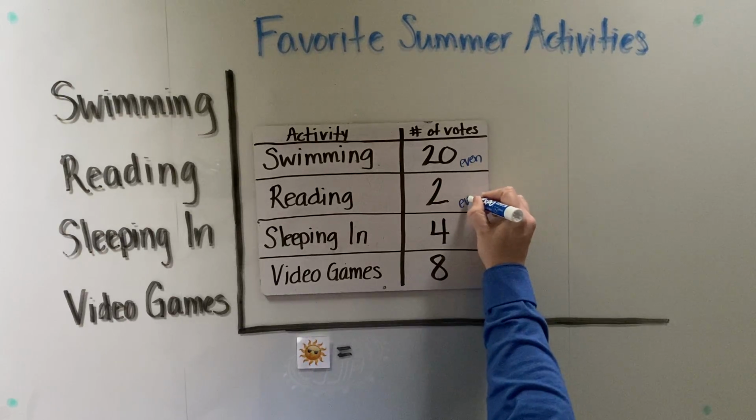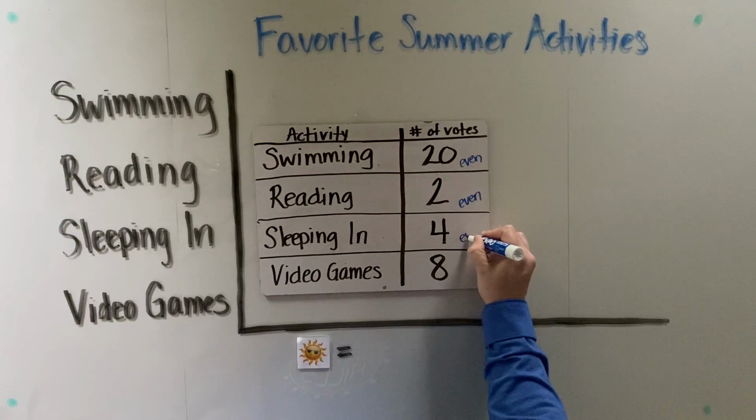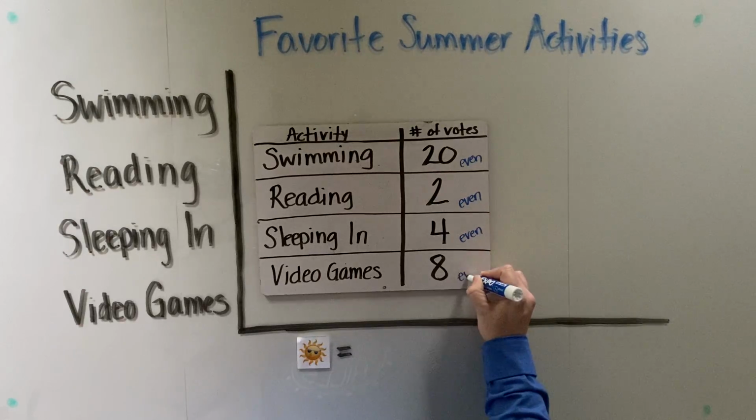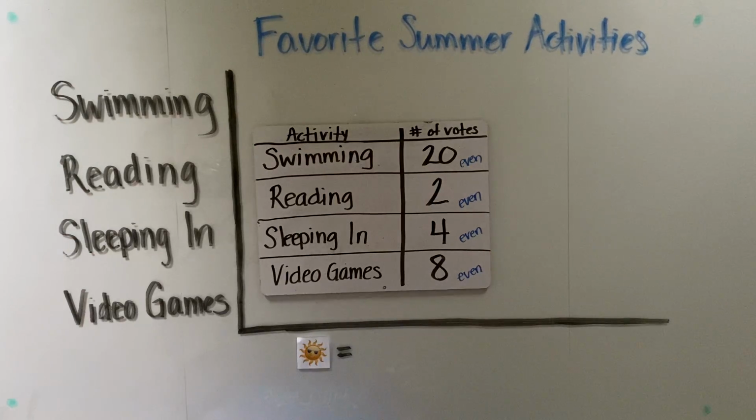2 is even. 4 is even. 8 is even. Even numbers are multiples of 2. They're numbers we land on when we skip count by 2.